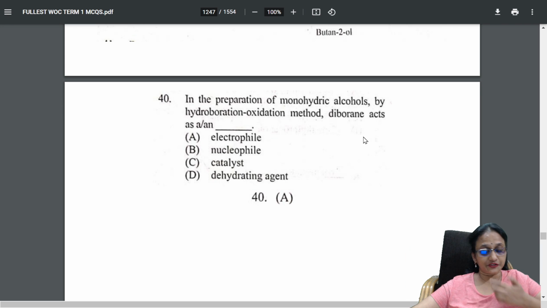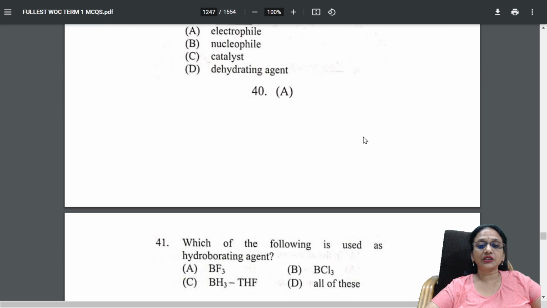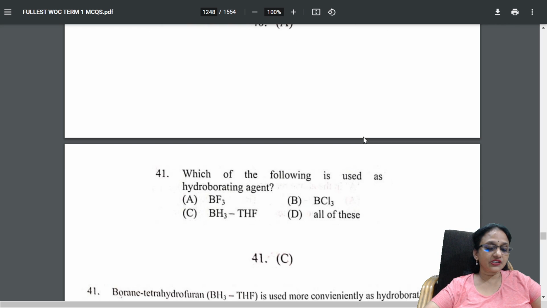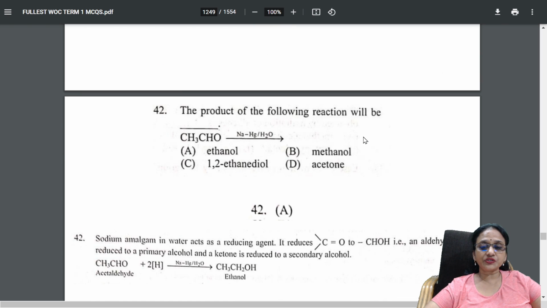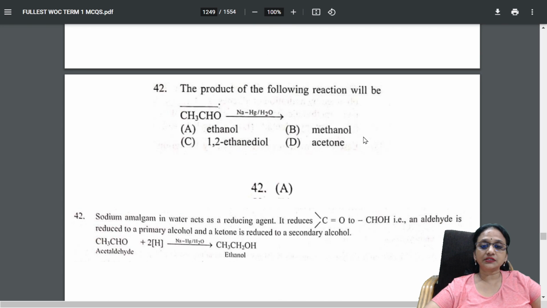It acts as an electrophile. Got it? Next one: which of the following is used as a hydroborating agent? Nothing but your diborane, correct? So questions on diborane are given like that.